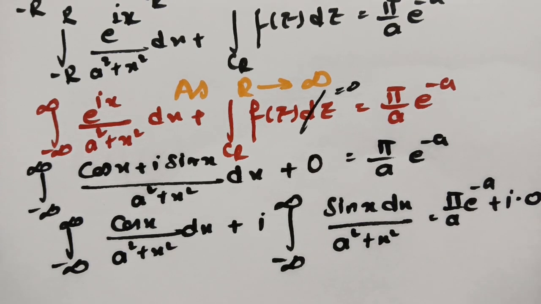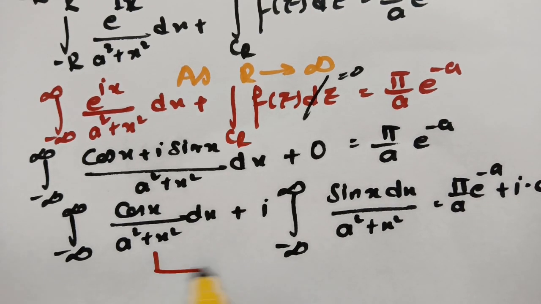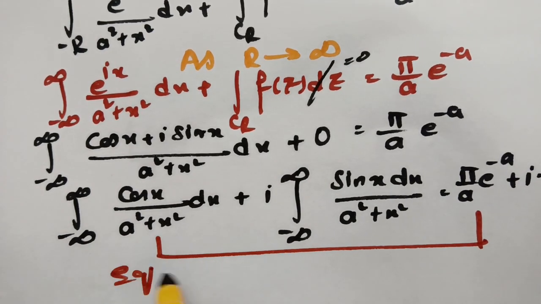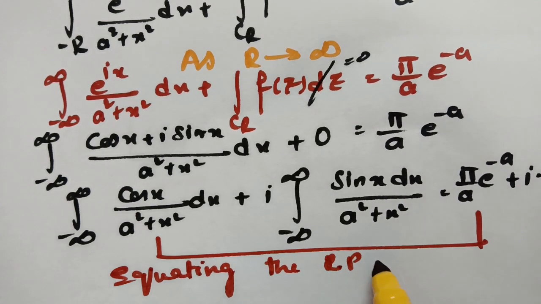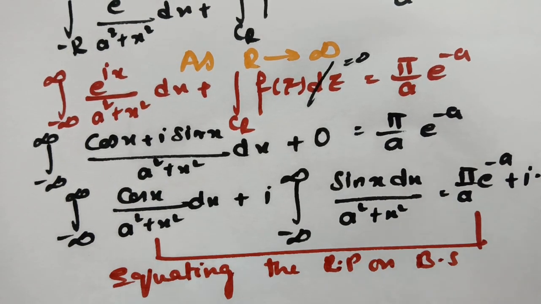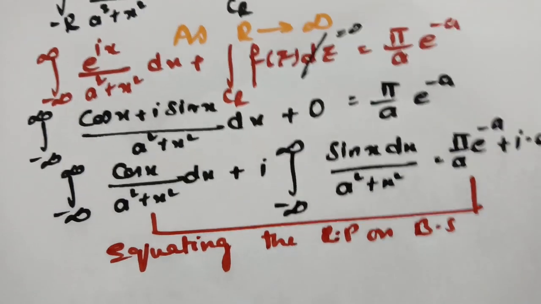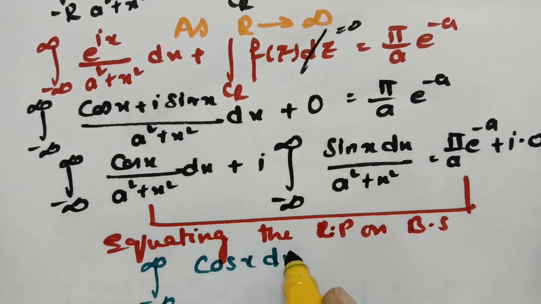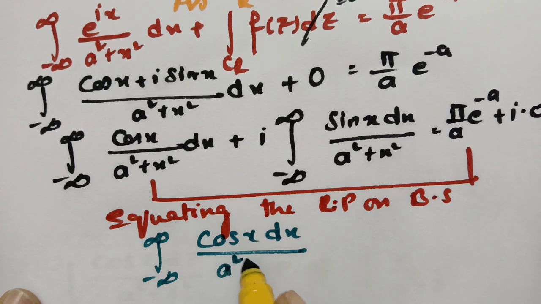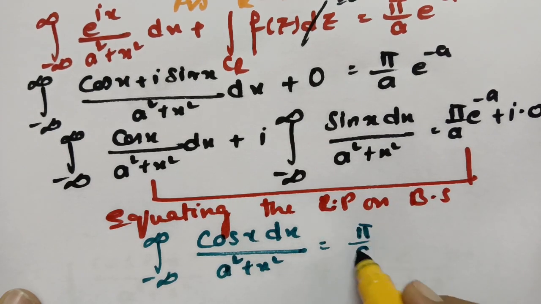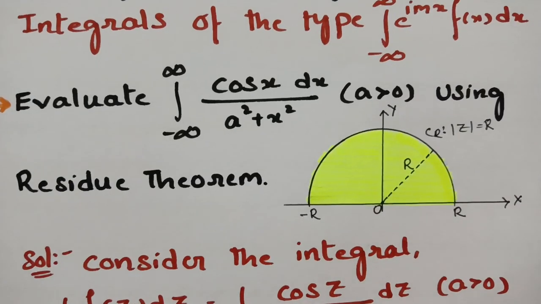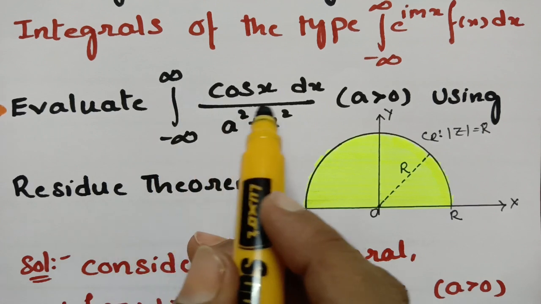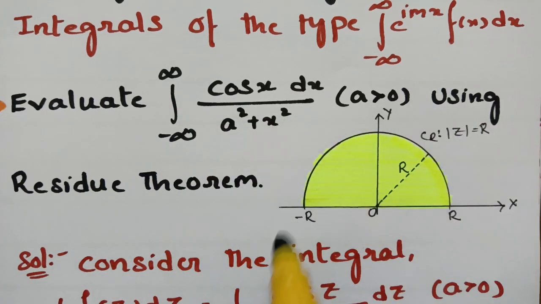Now equating the real parts on both sides, we get the integral from minus infinity to plus infinity of cos x dx by a square plus x square, which is equal to pi by a times e power minus a. This is what is asked in the question: to show this integral of cos x dx by a square plus x square using this theorem.